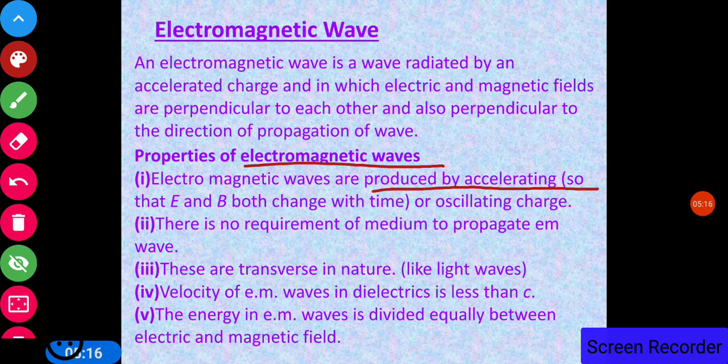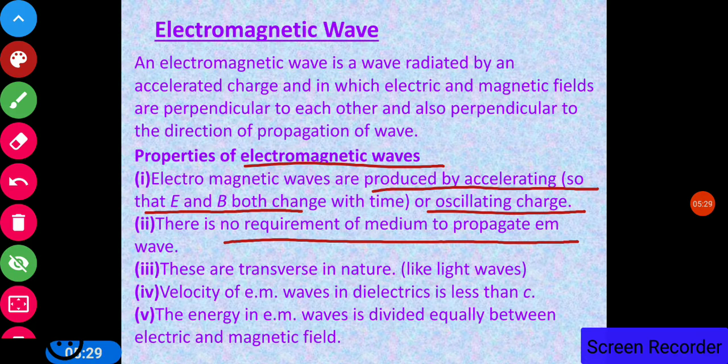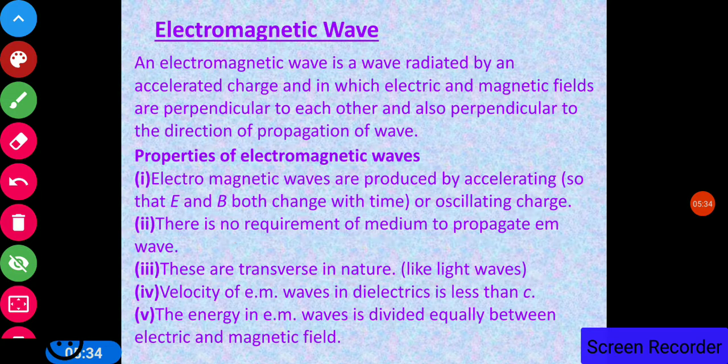Now, properties of electromagnetic waves. Electromagnetic waves are produced by accelerating or oscillating charge, so that E and B both change with time. There is no requirement of a medium to propagate an electromagnetic wave. These are transverse in nature like light waves. Velocity of EM waves in a dielectric is less than c. In vacuum it is equal to c, but in any medium it is less than c. The energy in an electromagnetic wave is divided equally between the electric and the magnetic field.